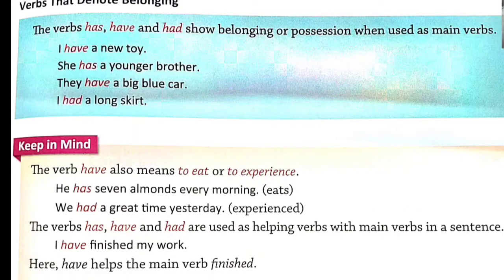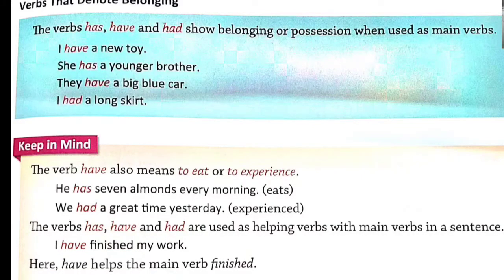Now the verb have also means to eat or to experience. He has 7 almonds every morning. Eats. We had a great time yesterday. Experienced. The verbs has, have and had are also used as helping verbs with a main verb in a sentence.